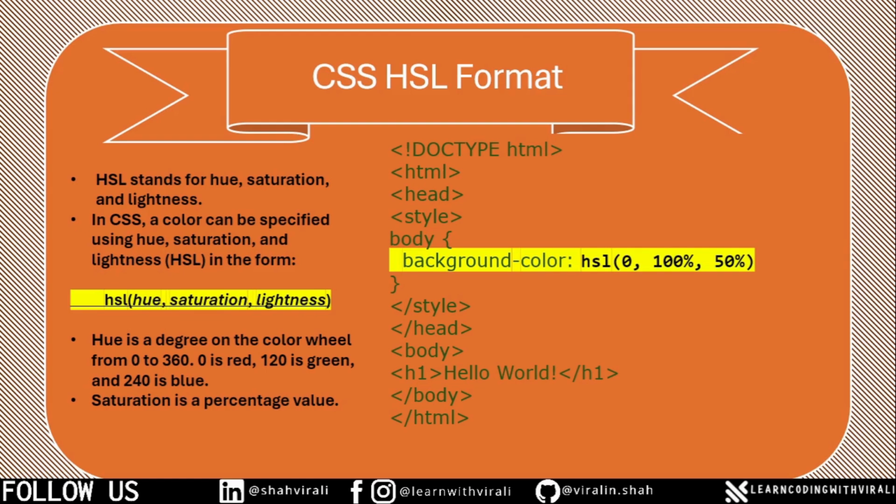On the right hand side we can see an example of how to write an HSL color format, which is to specify HSL, and inside the brackets first comes the hue, which is 0, that means it is red, comma 100%, which defines the saturation percentage, followed by another value which is our lightness, which is again 50%.